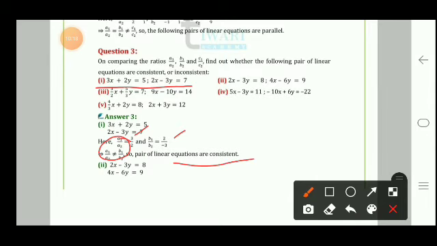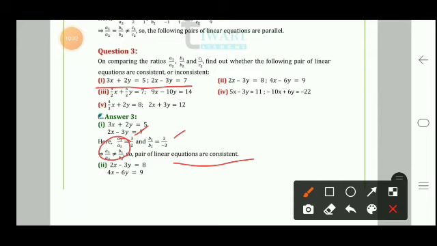Now when we say the term consistent, it means that the given equations have a solution, whether a unique solution or infinitely many solutions. And inconsistent means when they have no solution, that is, the lines are parallel. In the consistent case, the lines are intersecting or coincident lines.